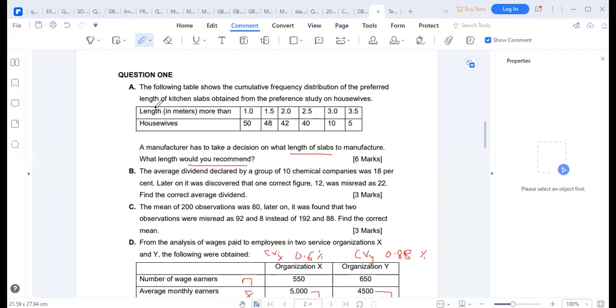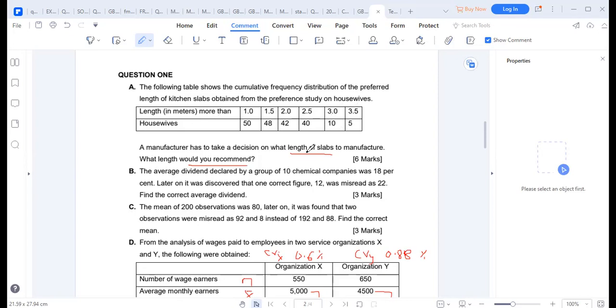So we are told that these ones want to make a kitchen slab and the length in meters: 50 housewives said more than 1 meter. 48 housewives said more than 1.5. 42 said more than 2 meters. 40 said 2.5. 10 said 3.0. 5 said 3.5.